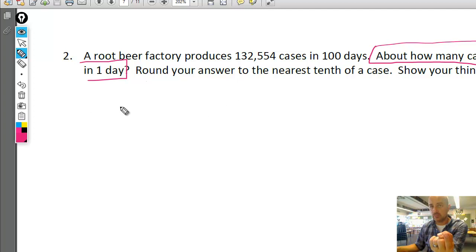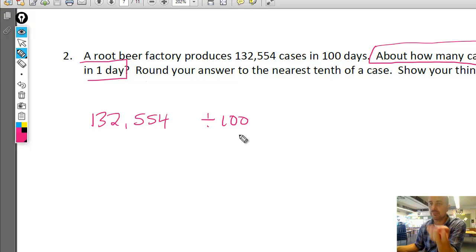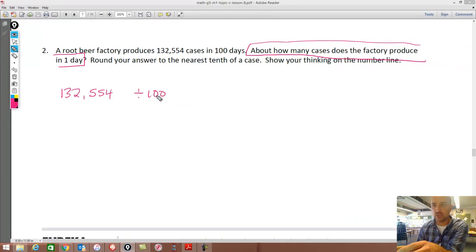I would take whatever they're doing in one day and multiply it by 100 to find out how many they're doing in 100 days. If I want to find out how many they're doing in just one day, I'm going to take this number, 132,554, and divide it by 100. If I'm dividing by 100, this number is going to get smaller, right? It's going to get smaller by how many places? 1, 2, right?